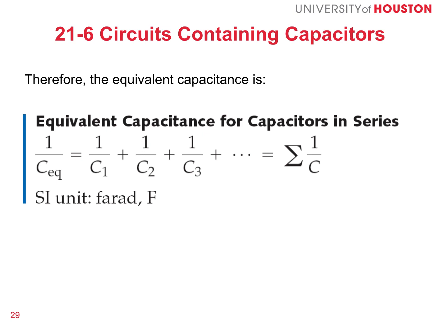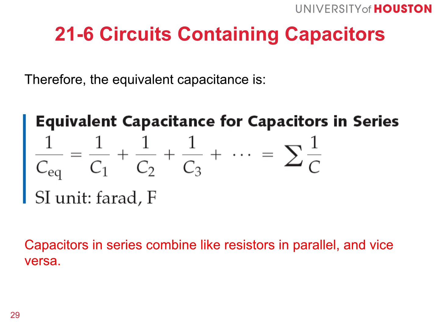Therefore, capacitors have the opposite relation to resistors, in the sense that for resistors in series, one uses a normal sum, but for capacitors in series, one will use an inverse sum, and vice versa for capacitors and resistors in parallel.